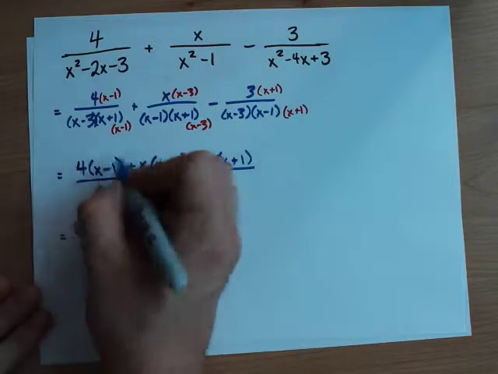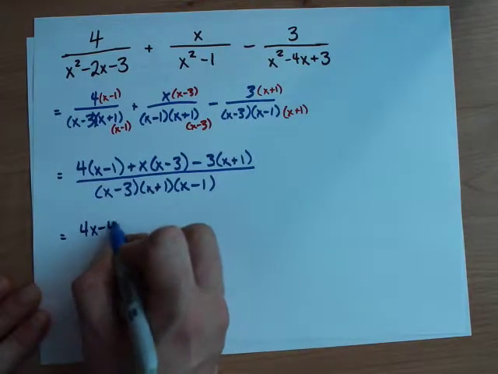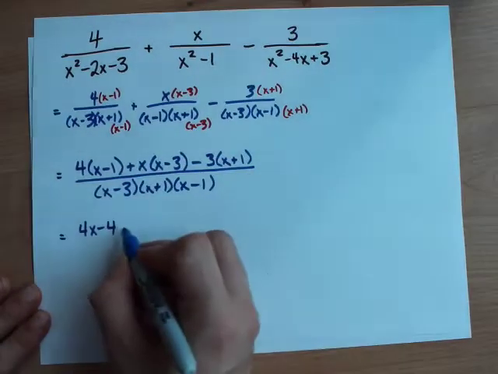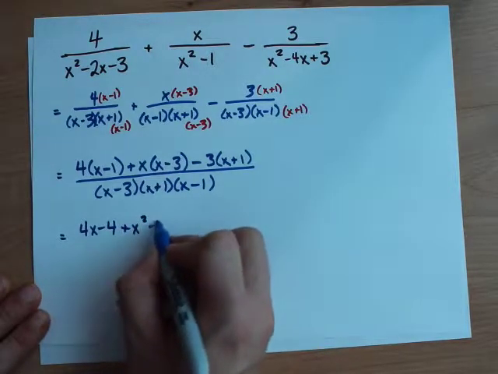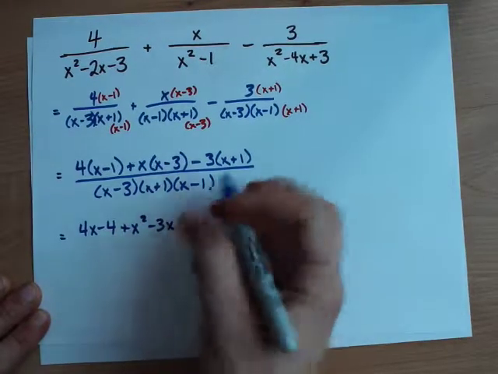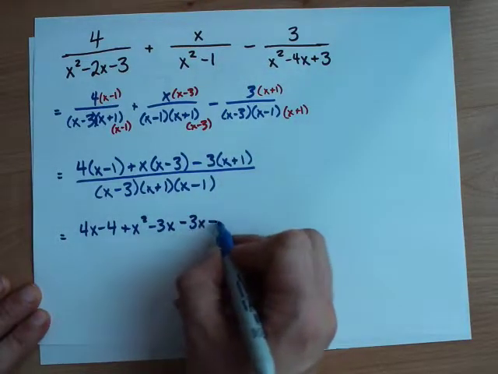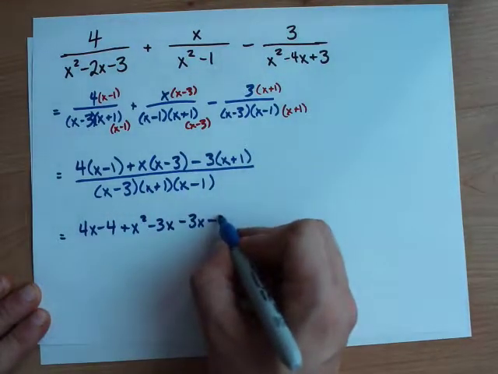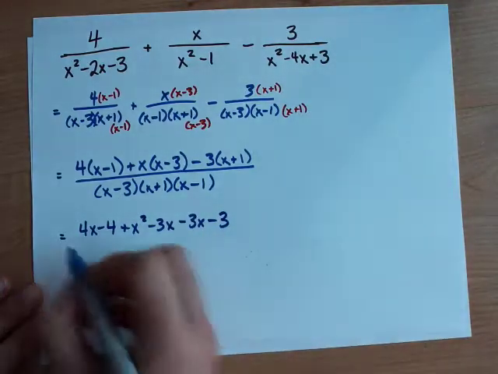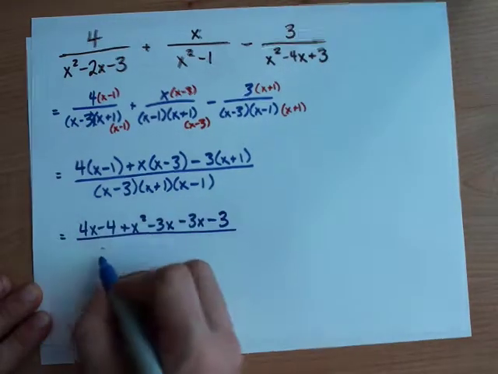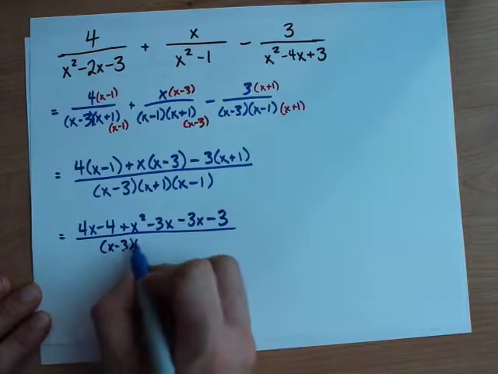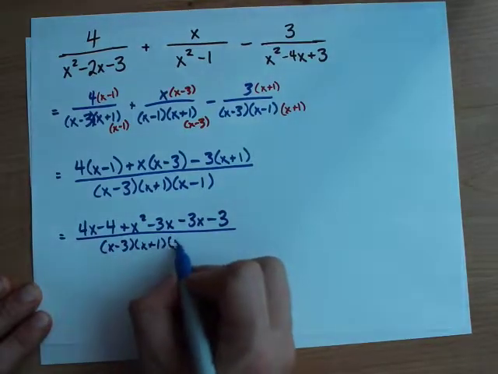Here we've got 4x minus 4. Positive x times each of these gives me plus x squared and a minus 3x. Negative 3 times each of these gives me negative 3x again. And negative 3 times positive 1 is an extra minus 3. Bottom stays the same, x minus 3, x plus 1, x minus 1.